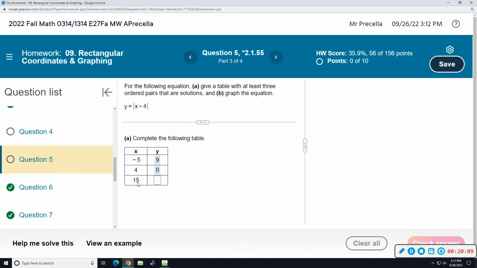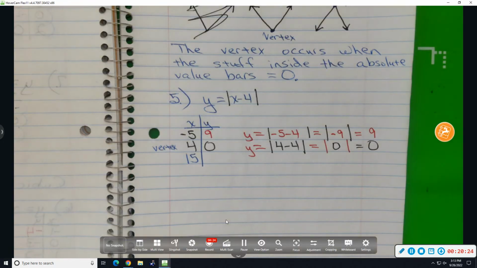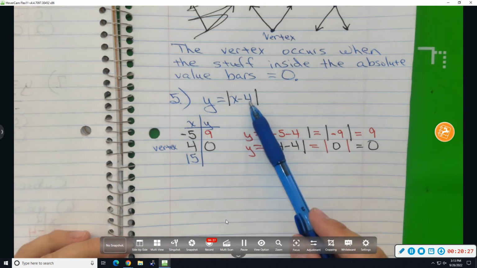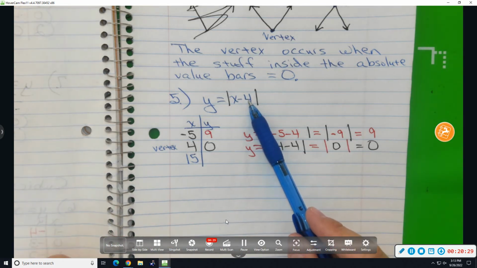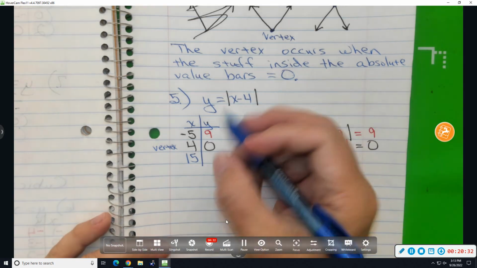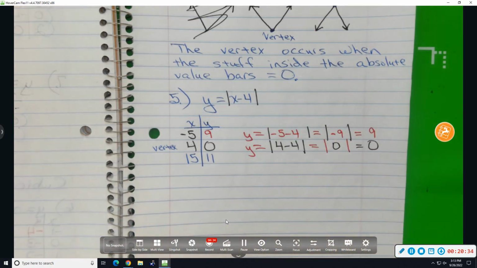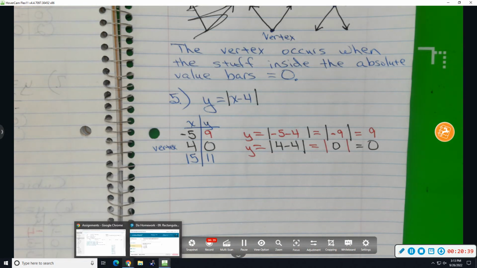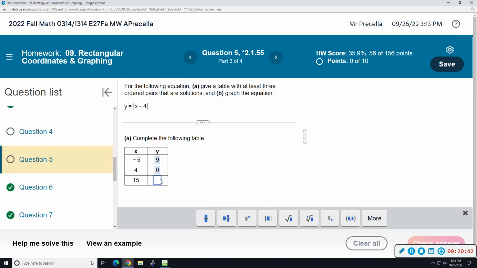And finally, they want us to plug in 15 for x. We're plugging in 15. What's that going to give us for y? I think we can do that in our head. 15 minus 4 is 11, and the absolute value of 11 is 11. So we come over here and type in 11.